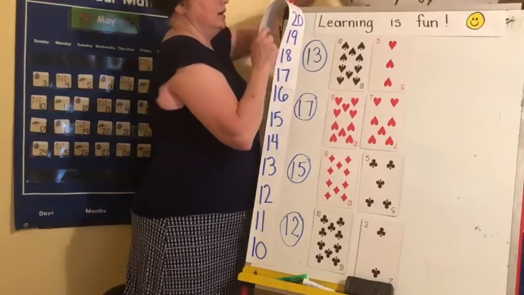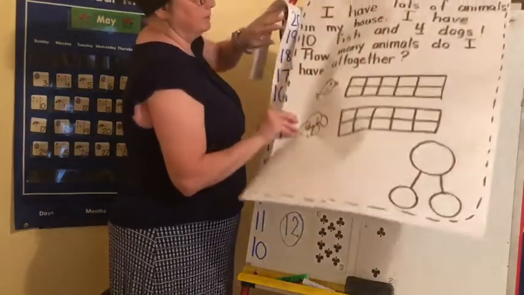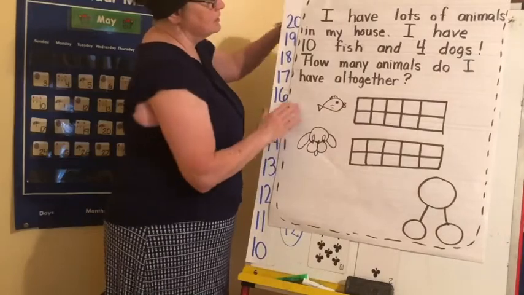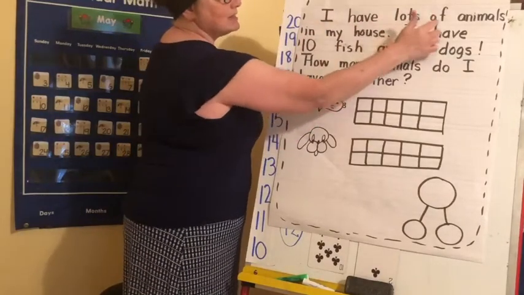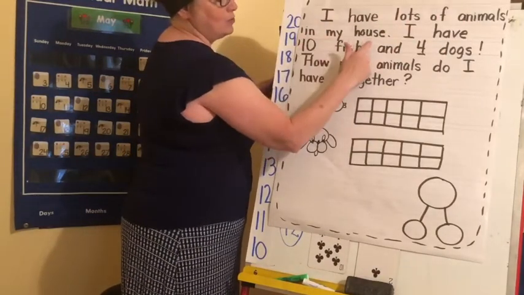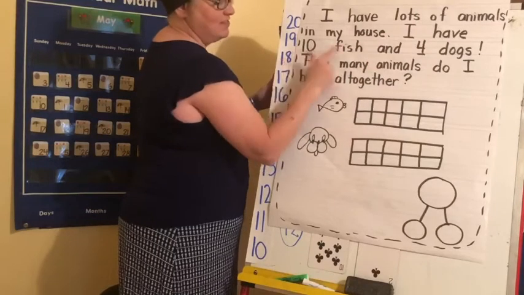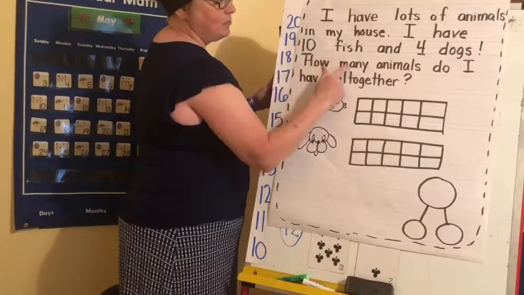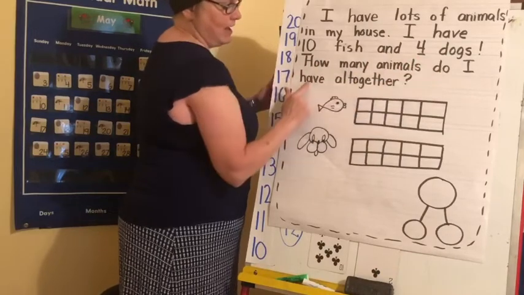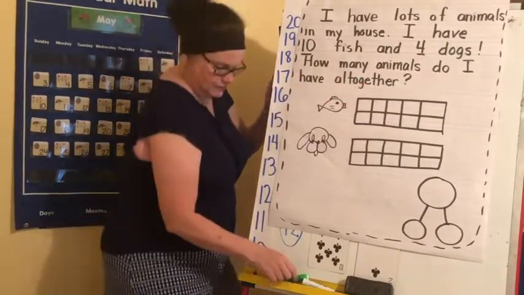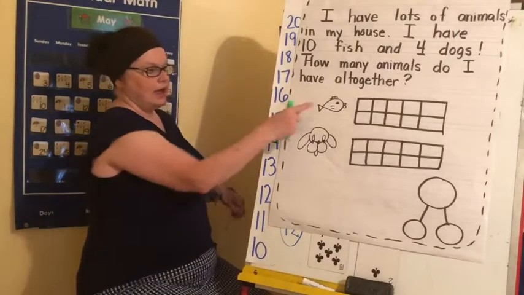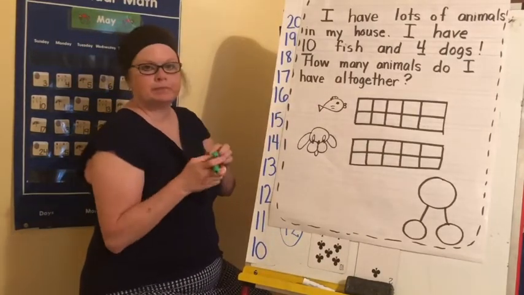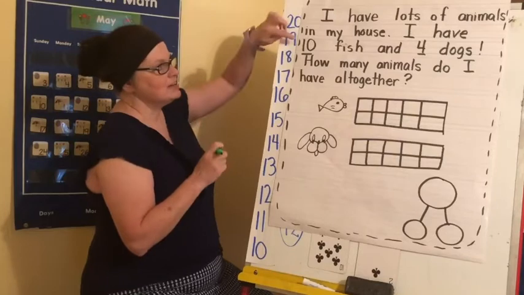And now we have our word problem. It says, I have lots of animals in my house. I have 10 fish and 4 dogs. How many animals do I have all together? So, how many fish do I have? Do you remember? I have 10.